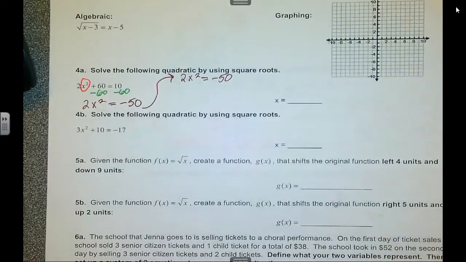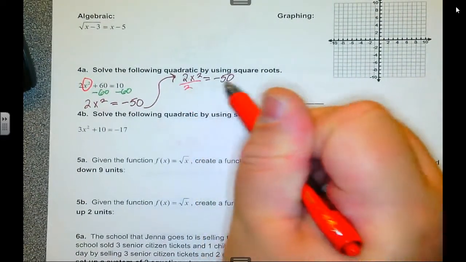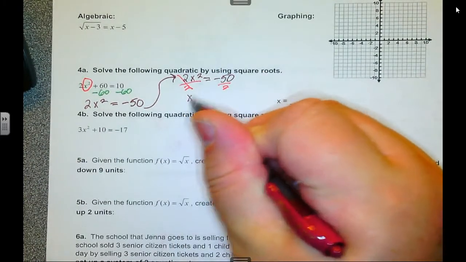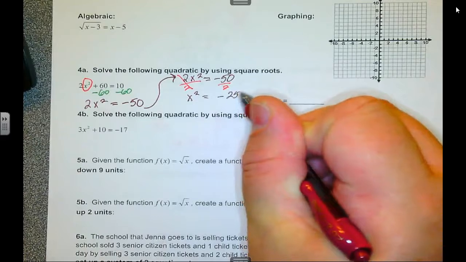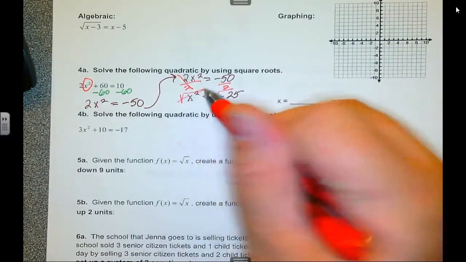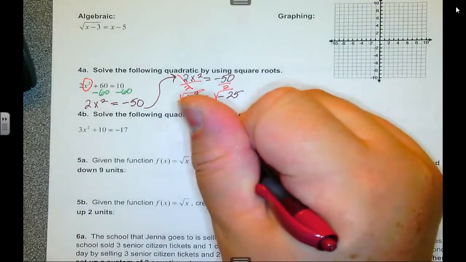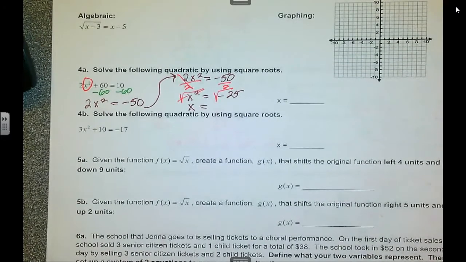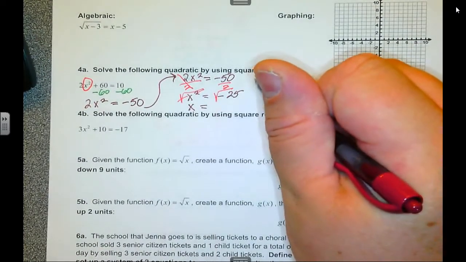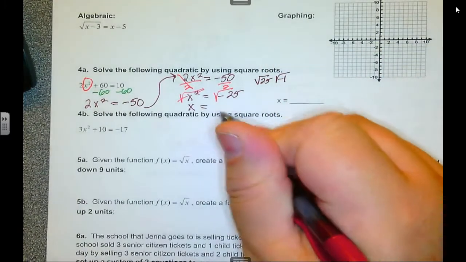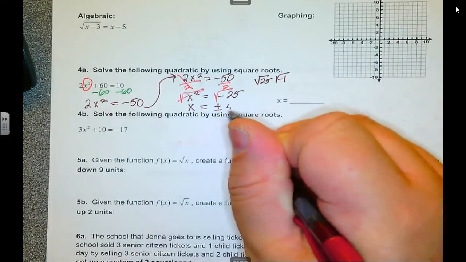Divide both sides by 2. I get x squared equals negative 25. Square root both sides. What? You can't take square root of a negative number. Yeah, it's the square root of 25 times the square root of negative 1, which is plus or minus 5i.